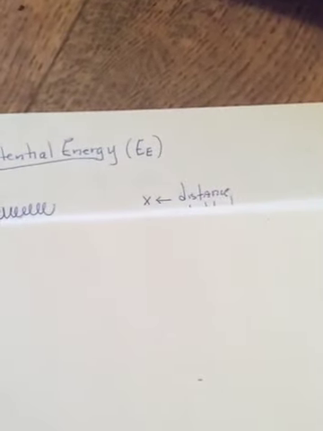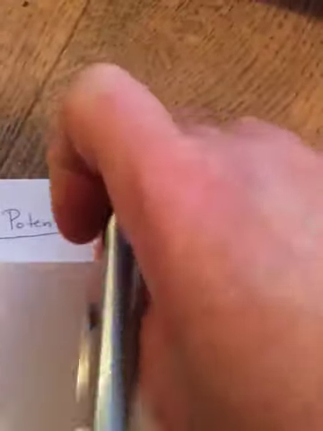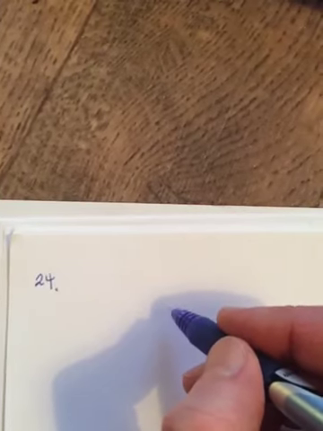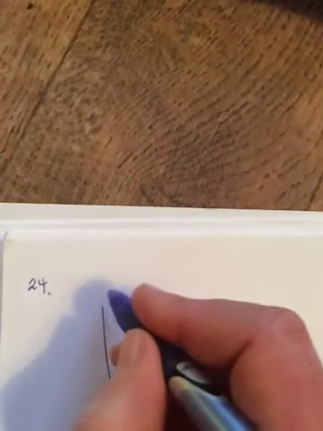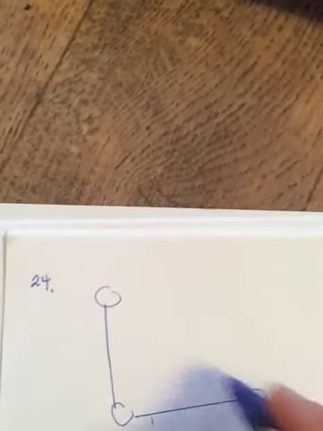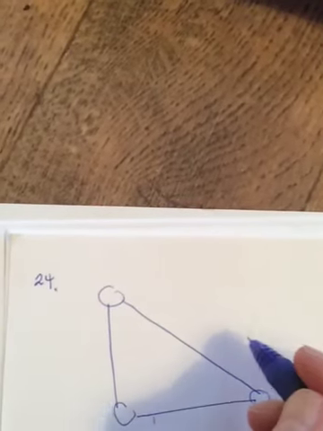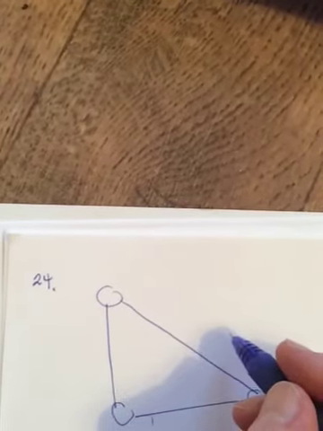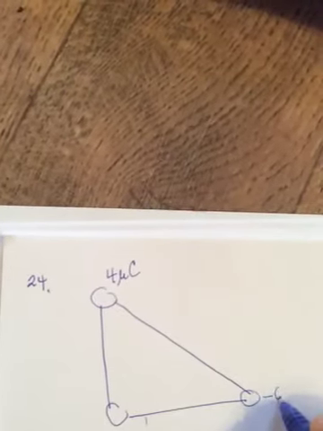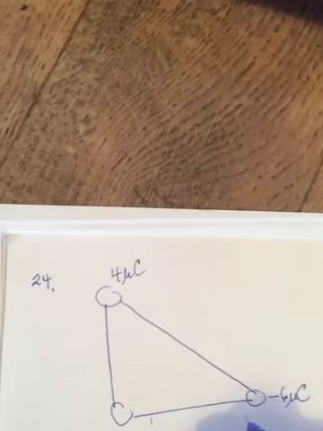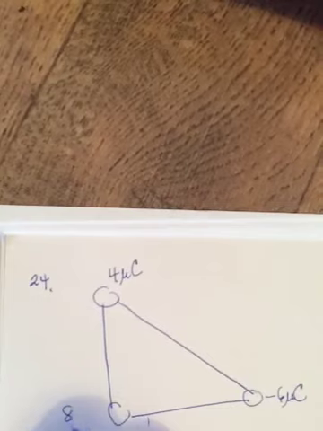All right. Next up, number 24. Stack my papers here. The video is going to end, but I can at least get it started. So number 24 is your favorite, electrostatics. 3 charges are located on the corners of a right triangle. So we have a right triangle, and we have 3 charges. At one end of the hypotenuse is 4 microcoulombs. At the other end is negative 6 microcoulombs. And at the right angle is positive 8 microcoulombs.